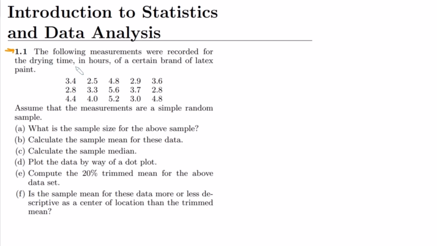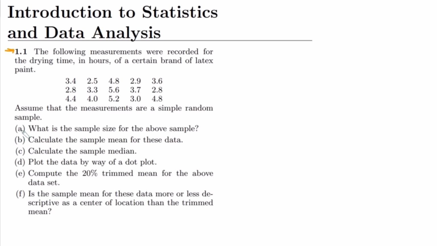So what is it basically? The following measurements were recorded for the drying time, in hours, of a certain brand of latex paint. These are the samples. What do we have to do? Assume that the measurements are a simple random sample, randomly collected, and we have to answer the parts of this question from A to F.